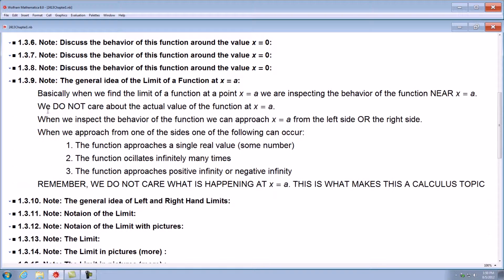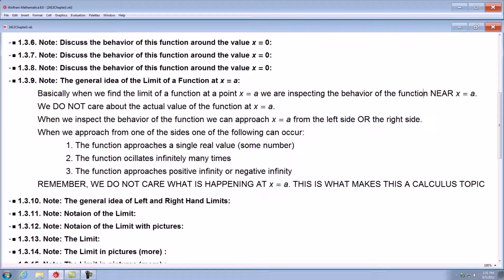So the general idea of the limit: when we find the limit of a function at a point x equals a, we are inspecting the behavior of the function near x equals a. We do not care about the actual value of the function at x equals a. When we inspect the behavior of the function, we can approach a from the left side or the right side. When we approach from one of the sides, one of the following can occur. So when we come in from the left or right, one of these things will happen.